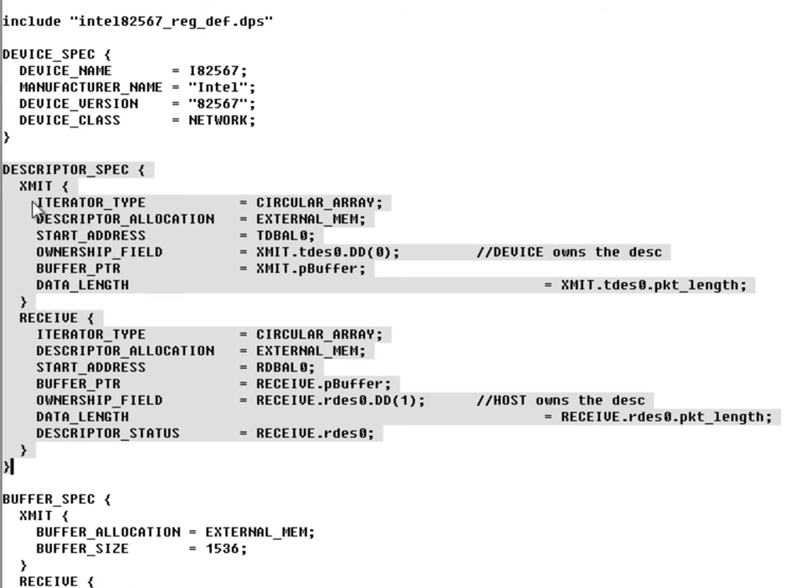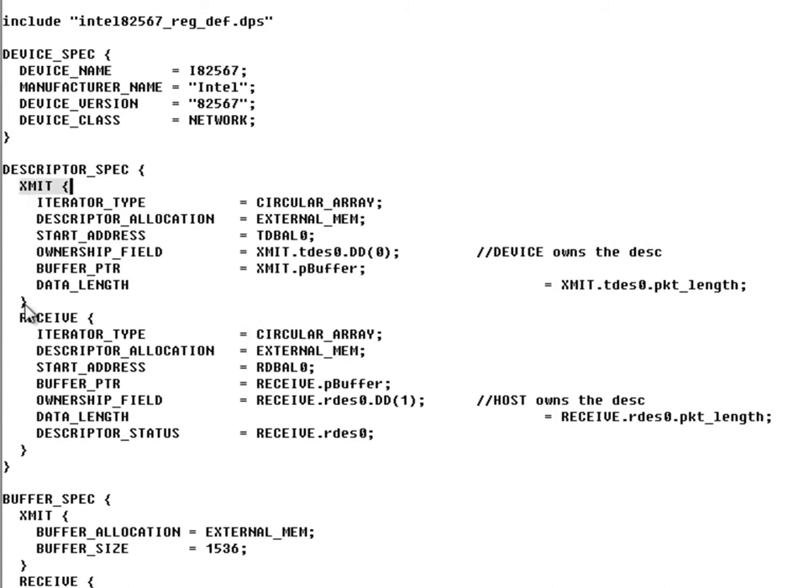This specification is required when the software has to provide the device with buffers. There can be separate specifications for transmit and receive, or there can be a single specification in case common buffers are used for both transmit and receive. The information provided by this consists of how should the descriptors be iterated through: a circular array, a circular linked list, a plain linked list, etc.